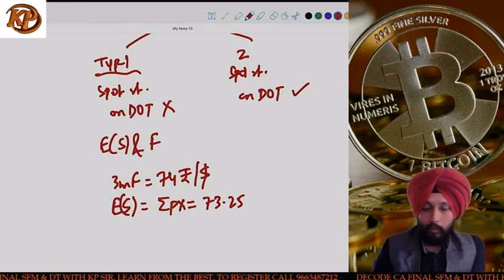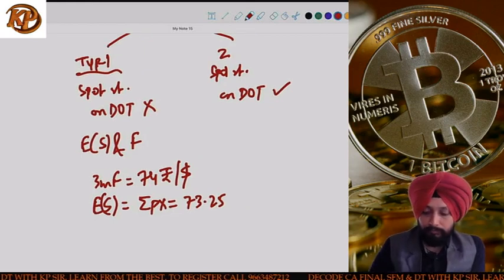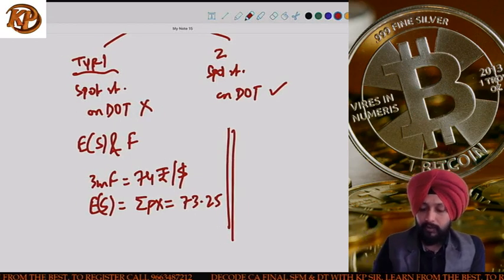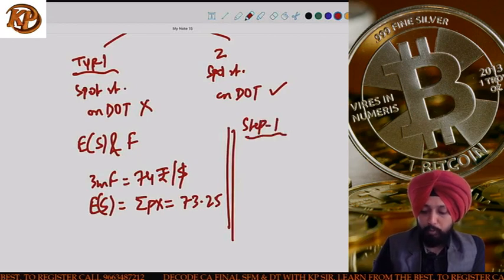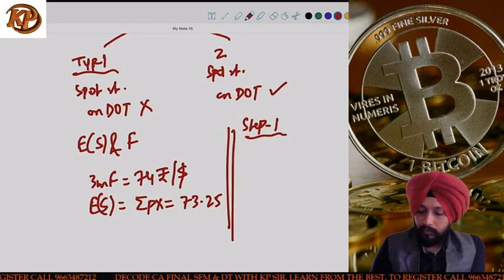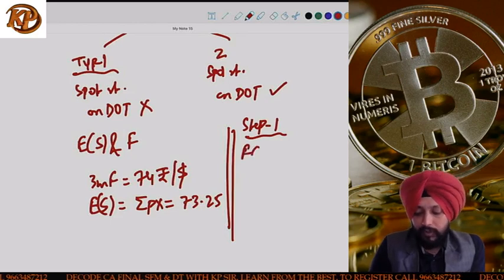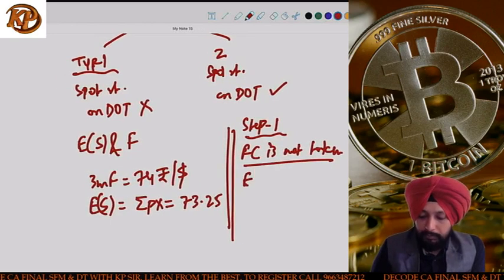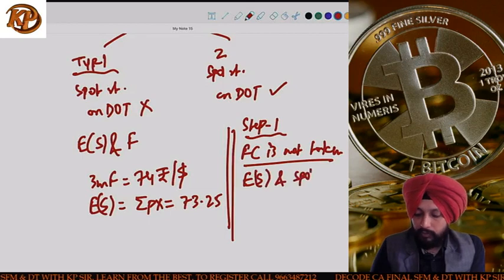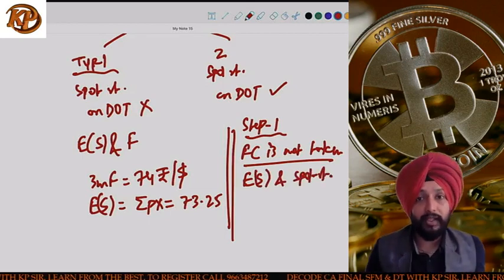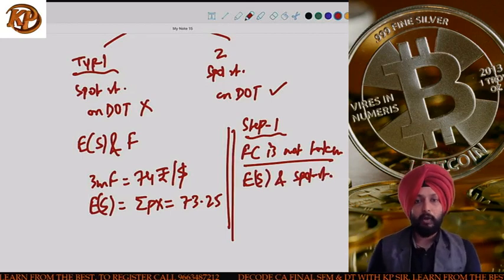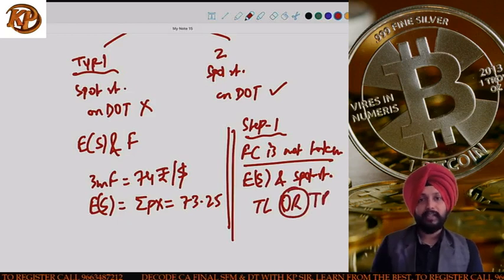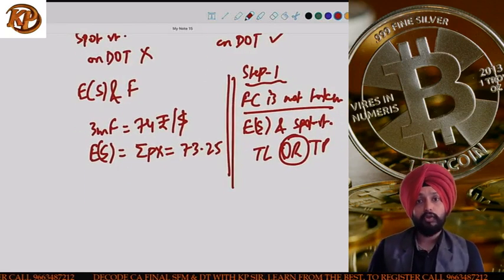And type 2 is where the spot rate on the date of transaction is given. Guys, I hope you remember this. In this case, I told you we have to follow certain steps as given in the institute material. Step 1 is where forward cover is not taken. If forward cover is not taken, then you will do the settlement at the expected spot rate. So we compare the expected spot rate and the spot rate, and we calculate the transaction loss or transaction profit.